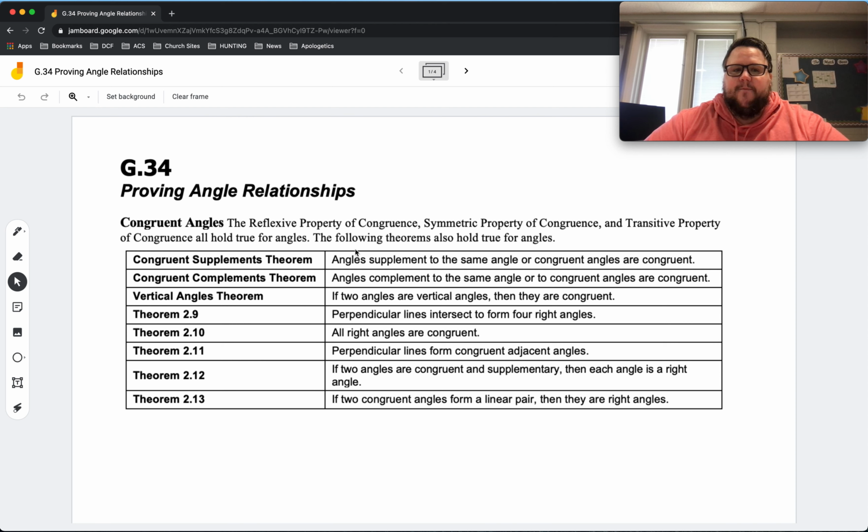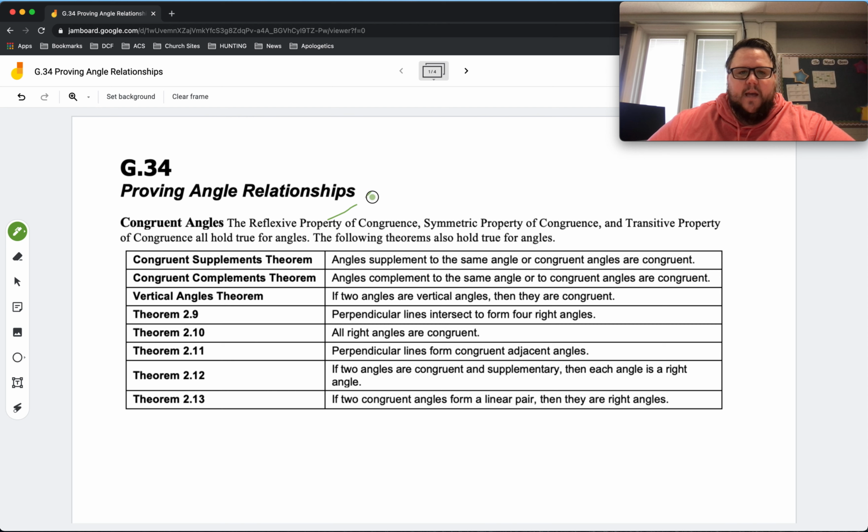The transitive property is this, and it holds true just like for line segments. If angle A is congruent to angle B, and angle B is congruent to angle C, then angle A is congruent to angle C. So I'm just going to show you this real quick.